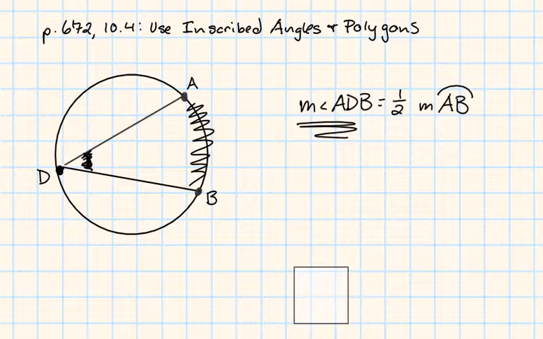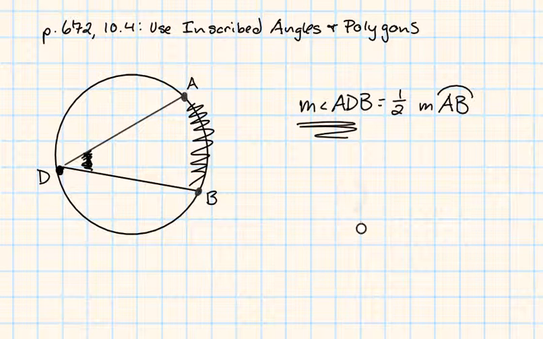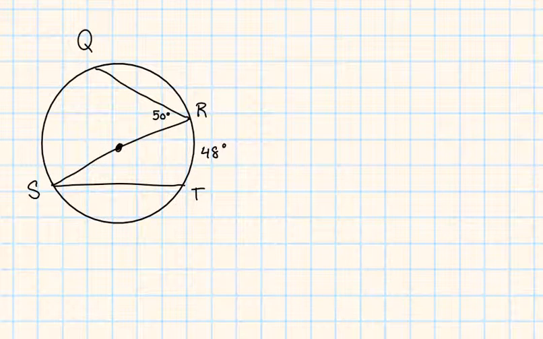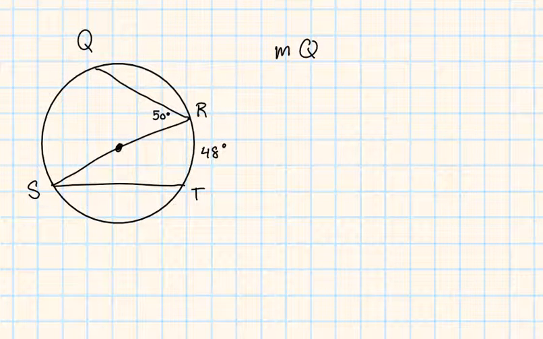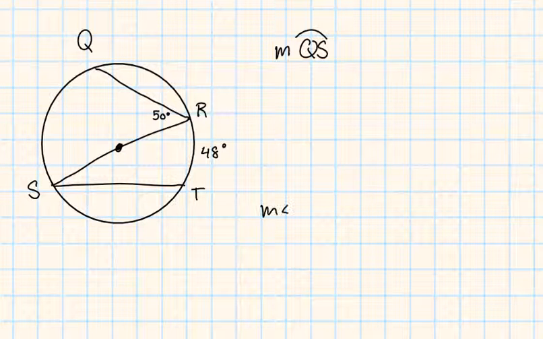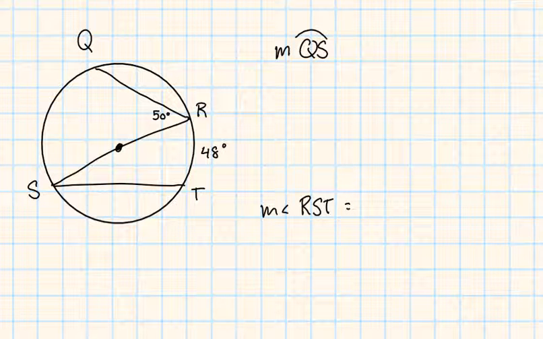So we will be using the measures of angles to find the measures of arcs, and the measures of arcs to find angles. So looking at this example, we want to find the measure of arc QS, and then we also want to find the measure of angle RST. So we're going to find the measure of an angle and the measure of an arc.